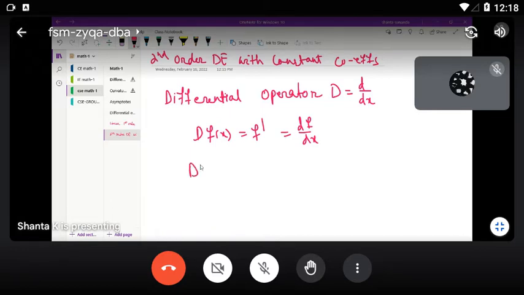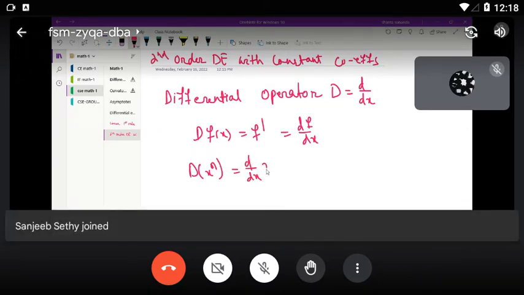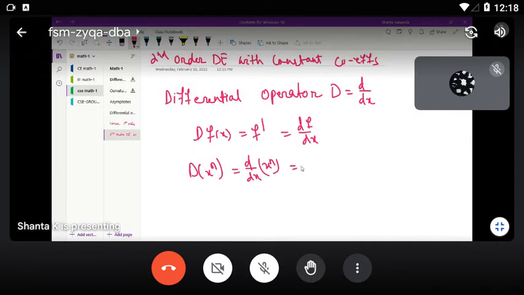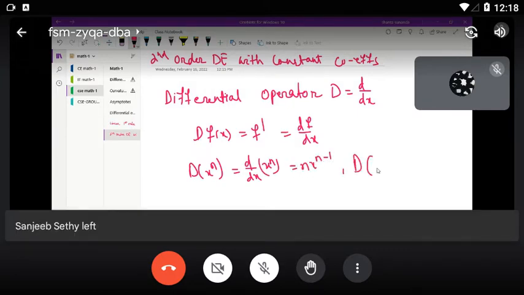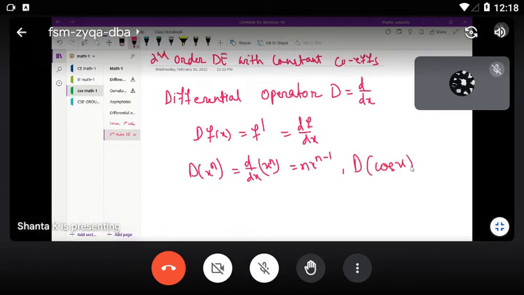It's like D of x power n. It's d by dx. You understand that it's the first order derivative with respect to x. Then D of cos x is minus sin x. This is how you will understand this one. And if you look at the properties, it's a linear one. Suppose a and b are constants, then you can take them out.